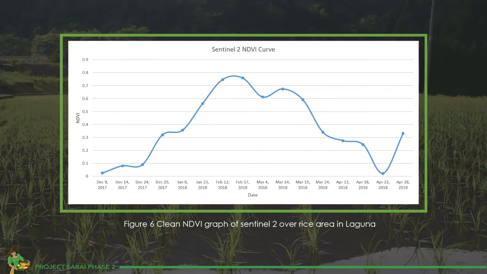The graph of NDVI from Sentinel-2 shows that they started to prepare the land in December with low NDVI. The initial stage of the crop was observed in late December to early January with 0.3 NDVI. Then the peak was in February at almost 0.8 NDVI, and the harvesting stage was in April.